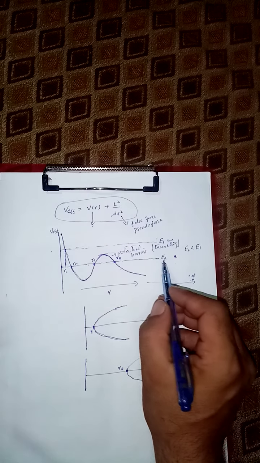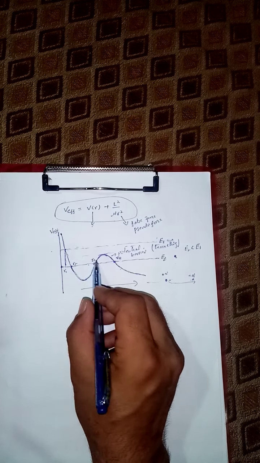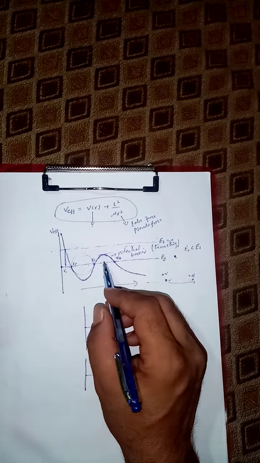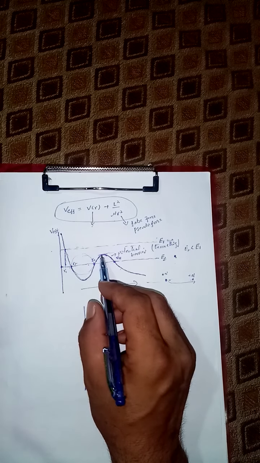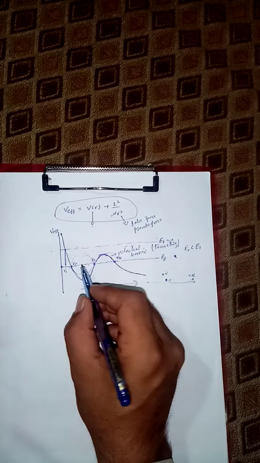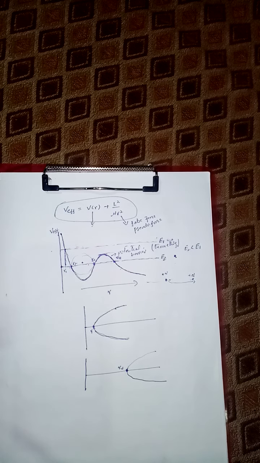Now we suppose that this particle crosses this potential barrier and reaches this region. Classically this is not possible because the energy is smaller than the potential barrier. But suppose we can say that the particle already exists in this region, then what will happen?